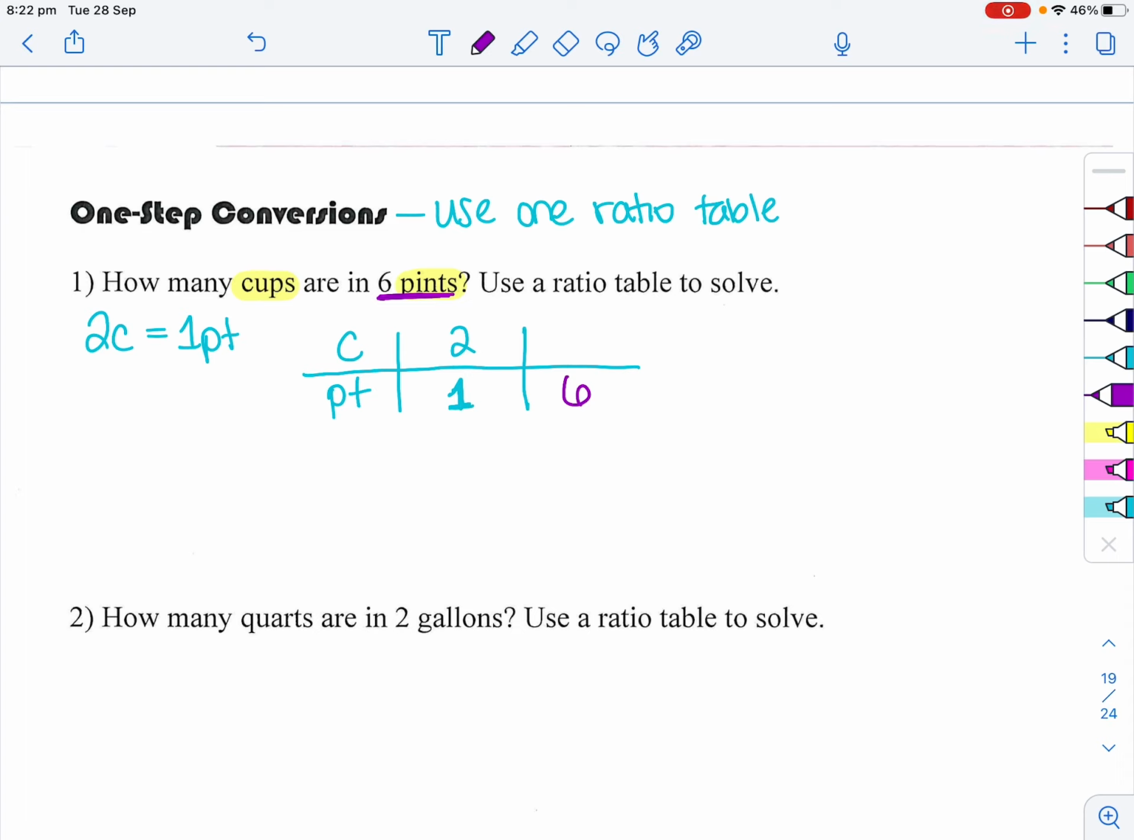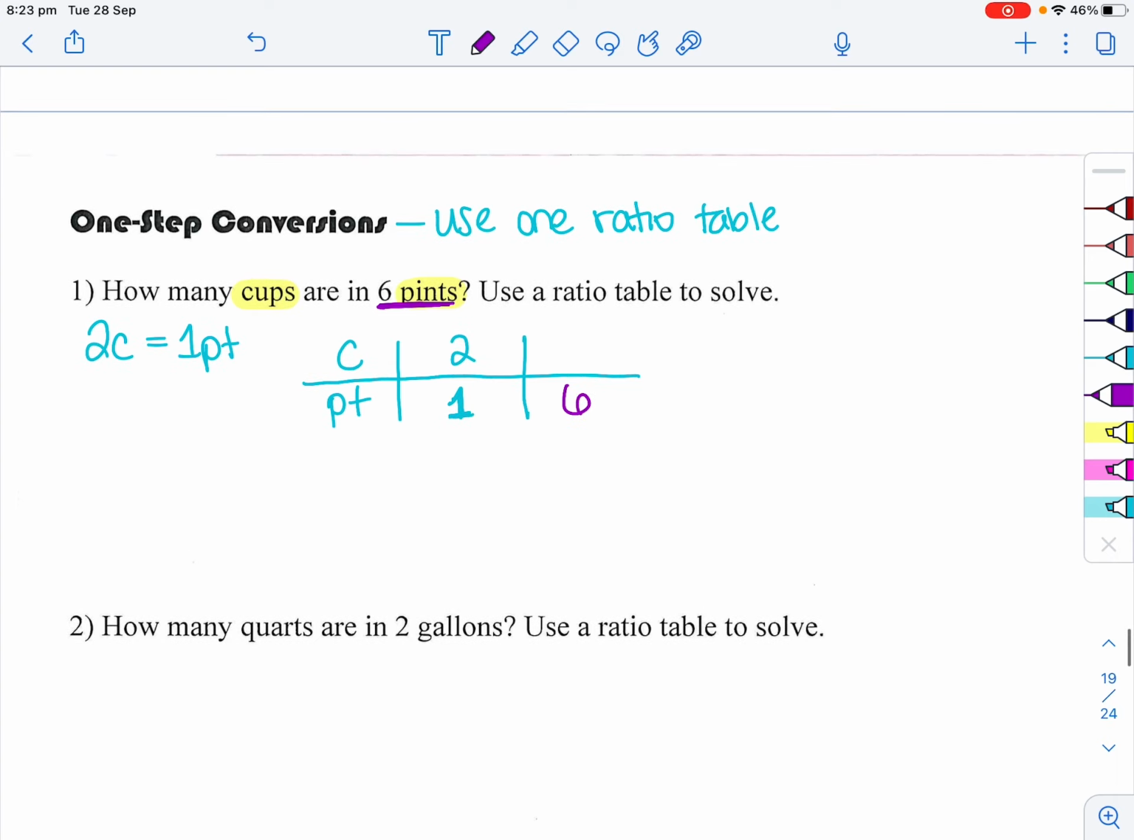And now I can use the ratio table like we've been using it this whole time. How did I get from 1 to 6 using multiplication? So I'm going to make an equivalent ratio. So here I'm going to multiply by 6. If I do it on the bottom, I must also do it on the top, and 2 times 6 is 12. And that means that there are 12 cups.